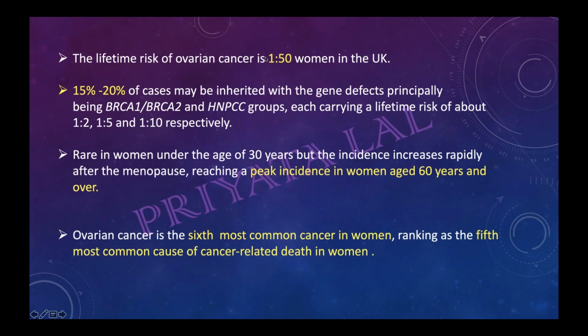Here the general lifetime risk is 1 in 50, but with BRCA1 it is 1 in 2, BRCA2 it is 1 in 5, and HNPCC it is 1 in 10. So much increased. But the question comes from this number: 15 to 20% of cases of ovarian cancer may have inherited genetic defects. Epithelial cancers are usually not in younger women; they are in postmenopausal women, and the peak incidence is 60 years.